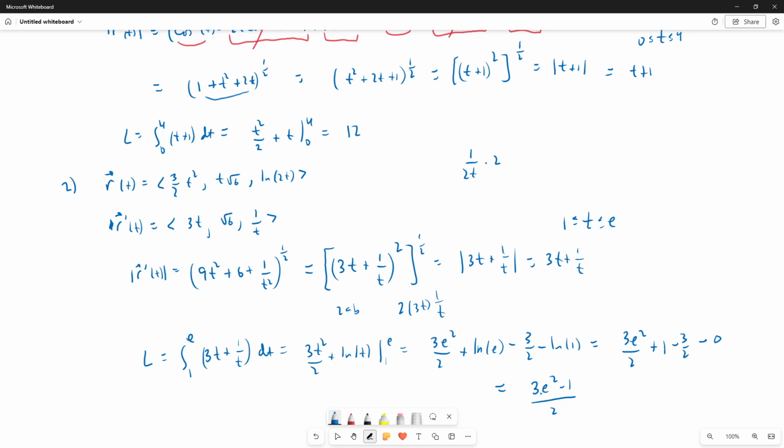And that is a positive number. We should always make sure that in our calculations, our length is a positive number.